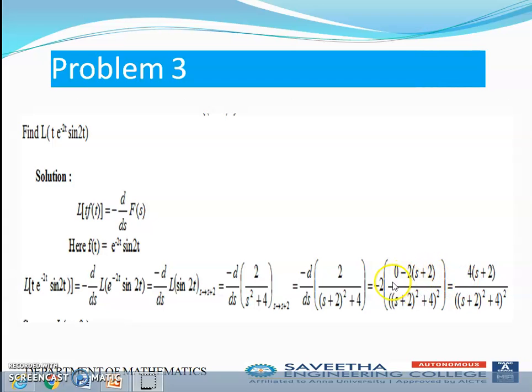So therefore the answer is: here we have one minus, here is another minus, so minus of minus must be plus. So 2 into 2 is 4, so 4 into s plus 2 divided by s plus 2 whole square plus 4, then whole square.